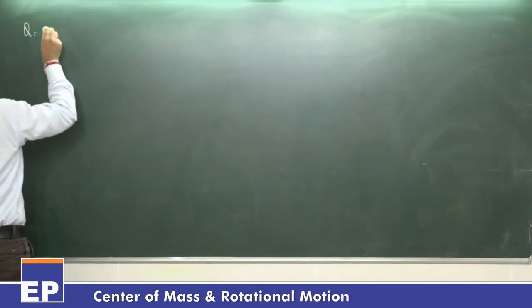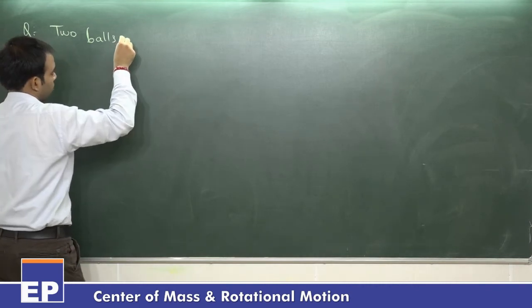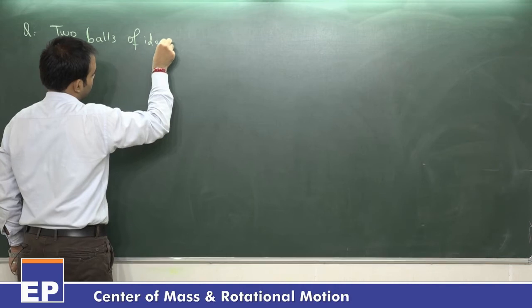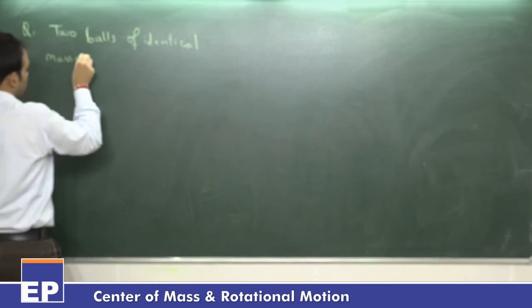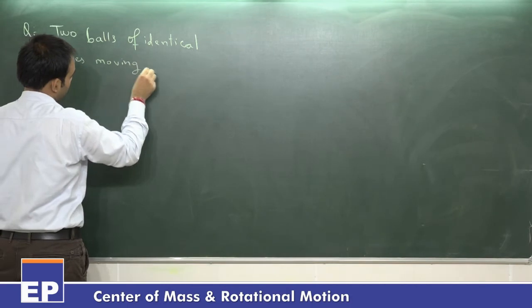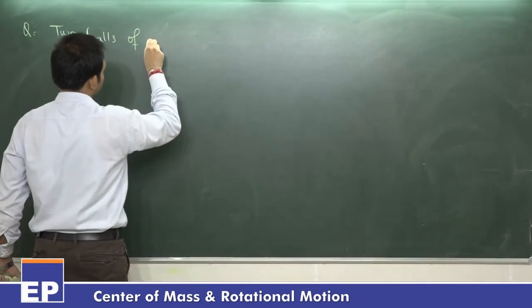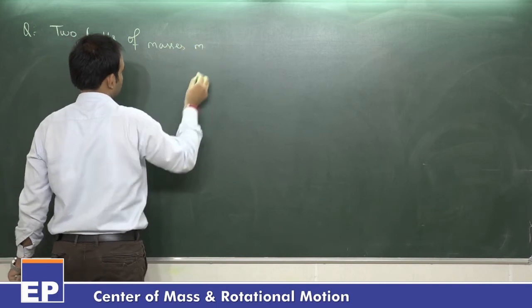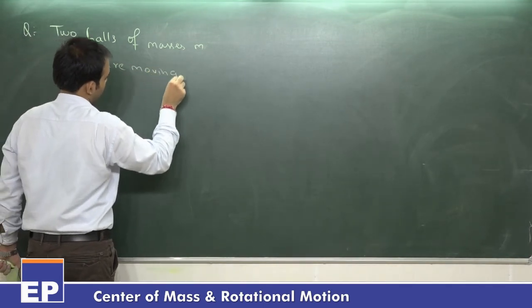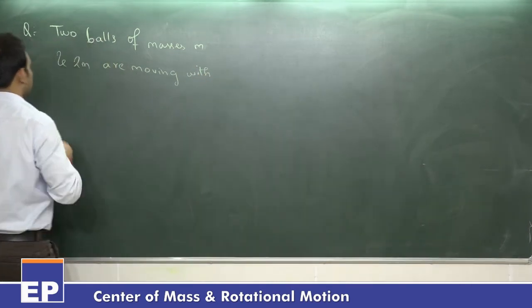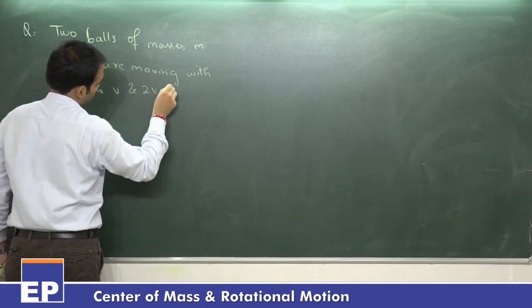Next, write down the question now. Two balls of identical mass, I mean two balls of masses m and 2m, are moving with velocities v and 2v in opposite directions.